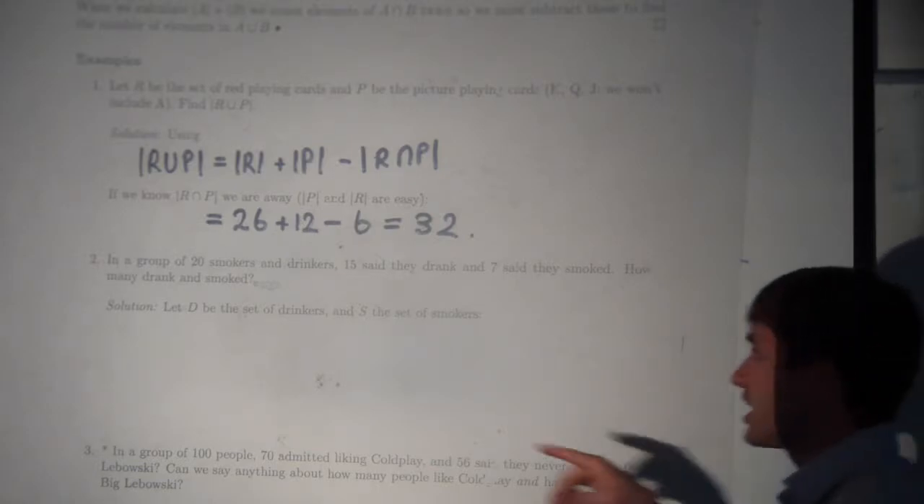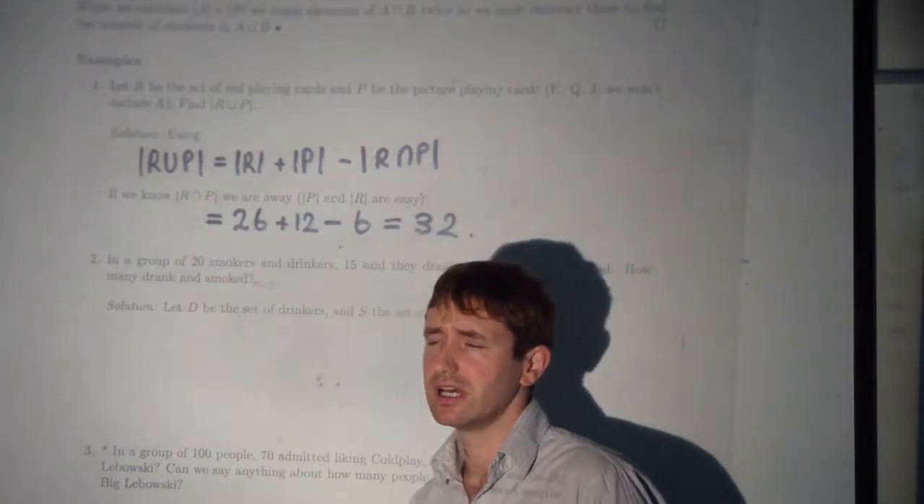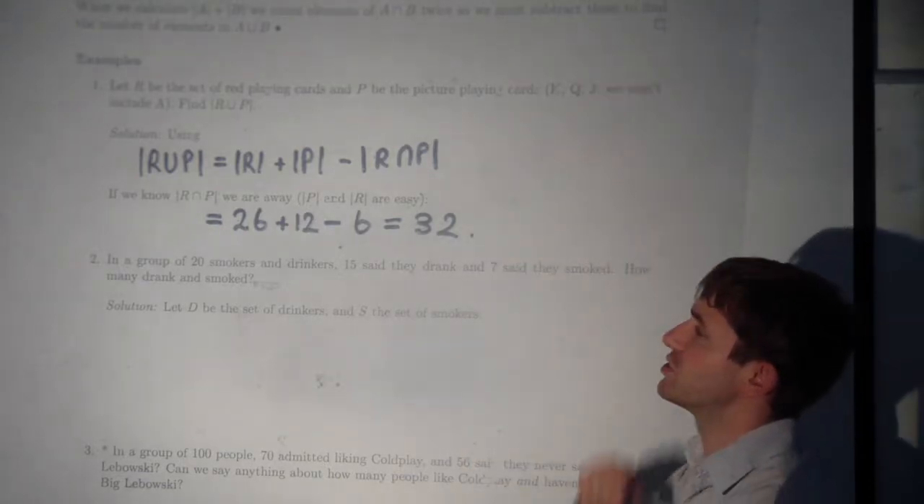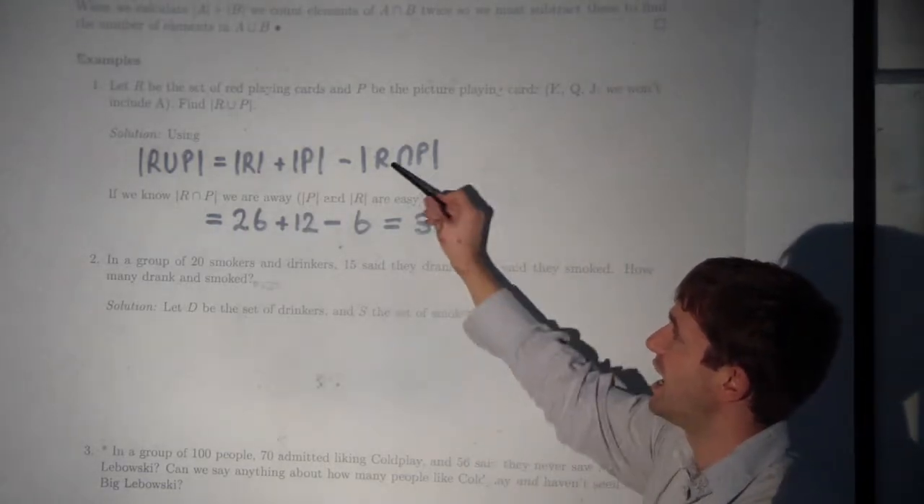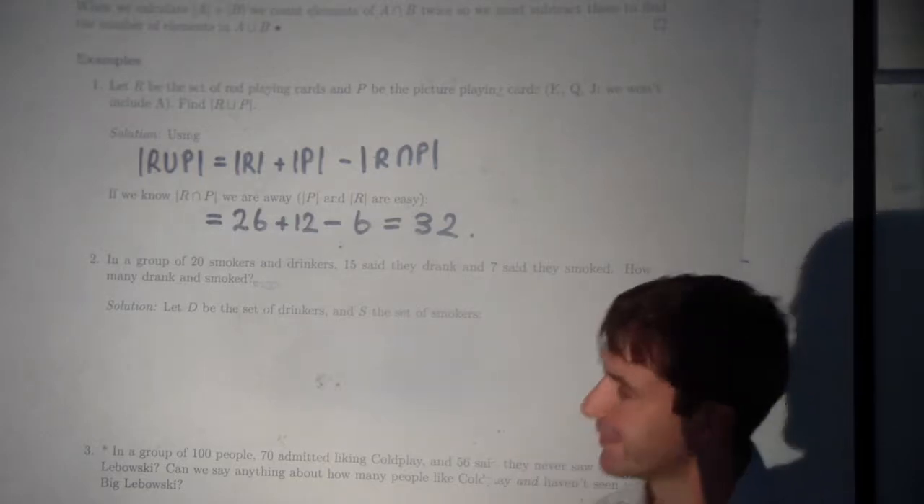So this is kind of what you'd be expected to do. You can of course count this directly, but it'd be pretty difficult. The question might ask you to use the inclusion-exclusion principle, and this is this.